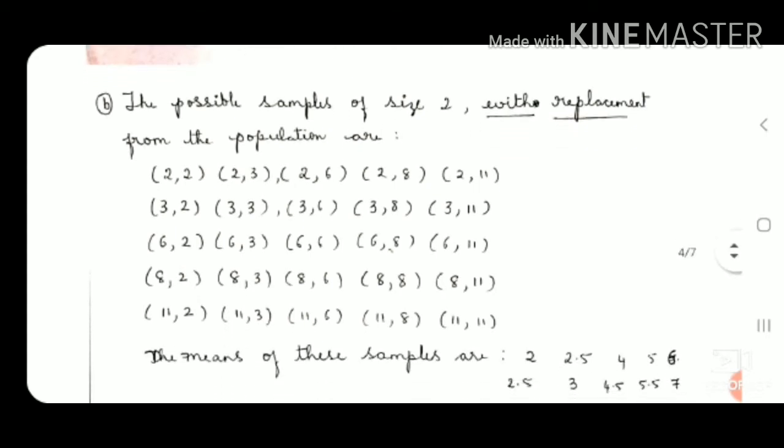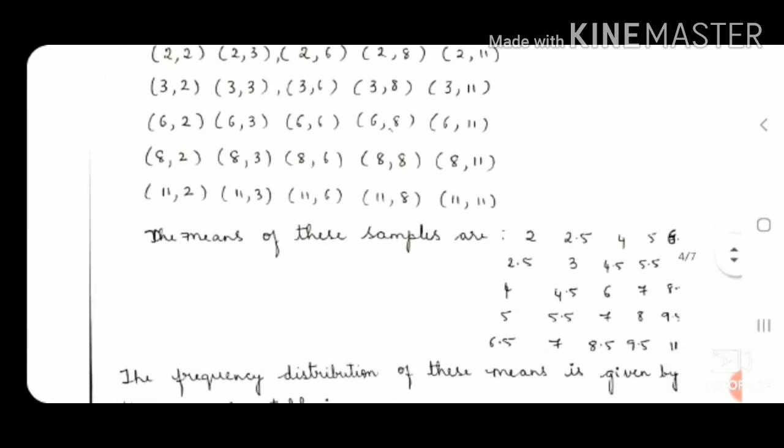Now, to find the mean and the standard deviation of the sampling distribution of means with replacement, the possible samples of size 2 are formed as follows. We have 2,2; 2,3; 2,6; 2,8; 2,11. 3 is associated with all the members of the population. Then 6 gets associated with all the members of the population. Similarly, 8 and 11. So we have 25 samples here.